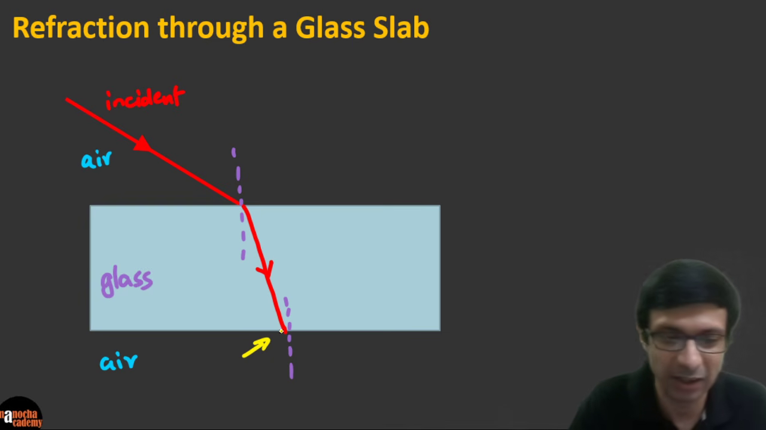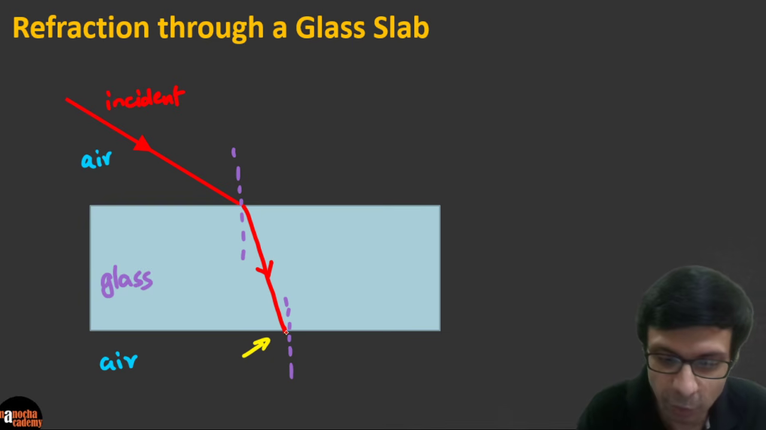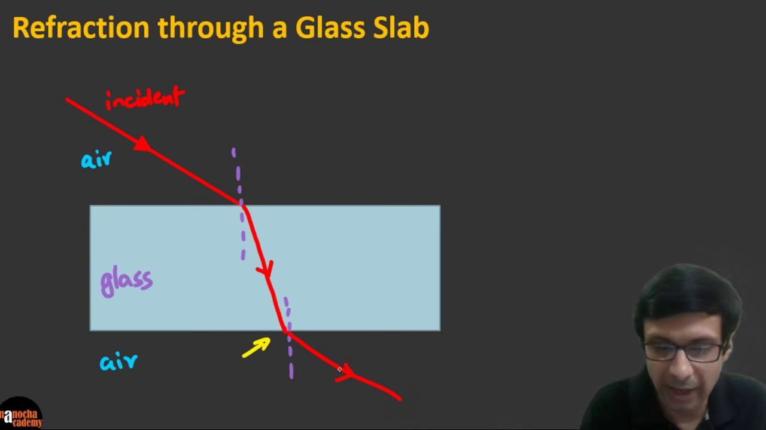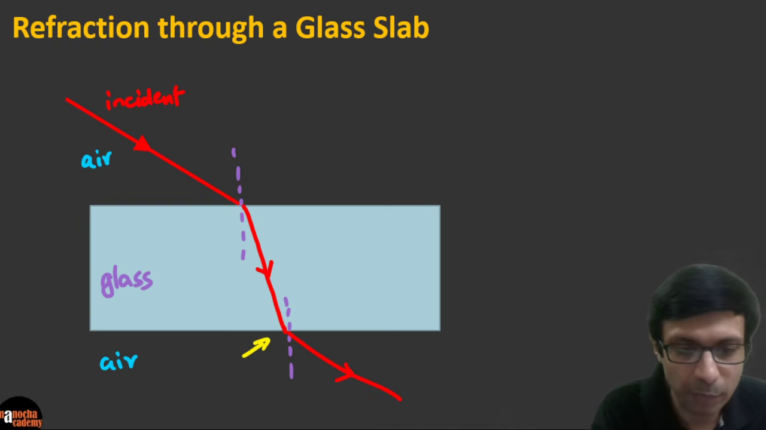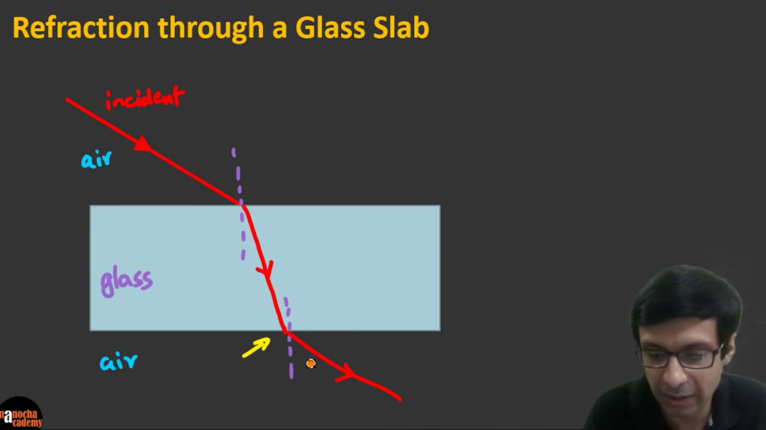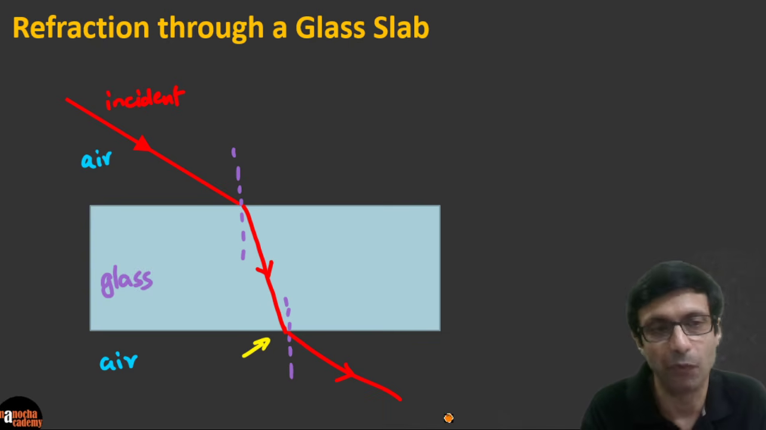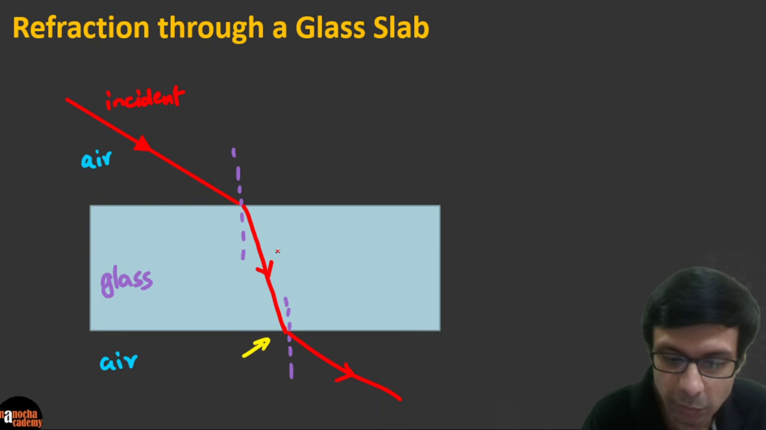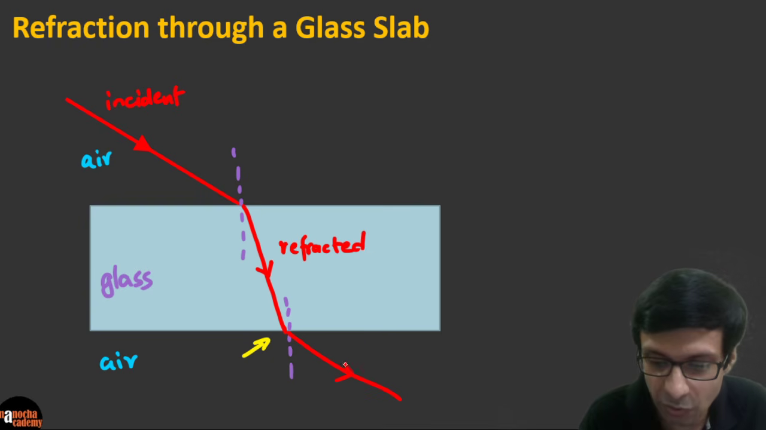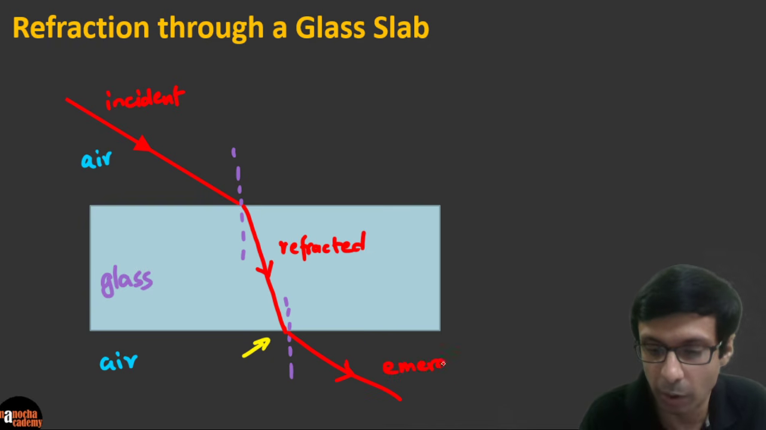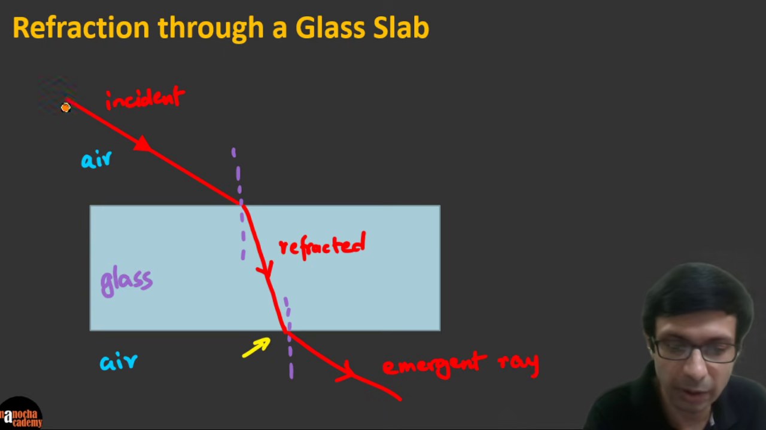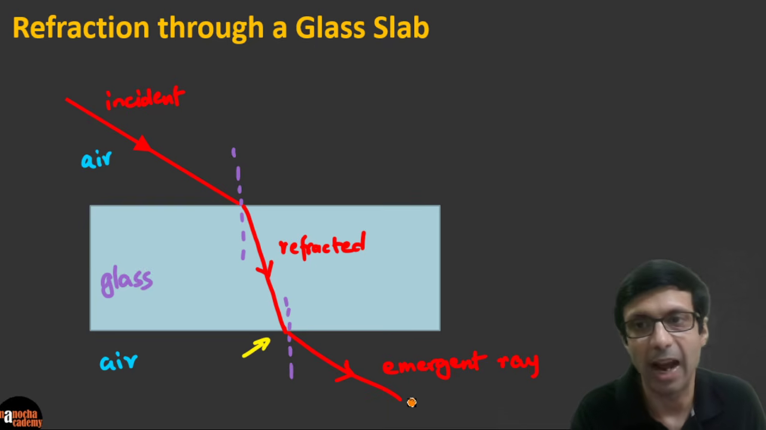Very good. I see some of you are saying the correct answer. Light is going to bend, absolutely right, away from the normal, because we are using that simple rule: light is now traveling from a denser medium, because glass is denser than air, to a rarer medium, so it's going to bend away from the normal. And what are the terms used here? This is called the refracted ray, the ray in the glass slab, and this ray that comes out is known as the emergent ray, because it's the ray that comes out. So there you can see the important terms: incident ray, refracted ray, and emergent ray.